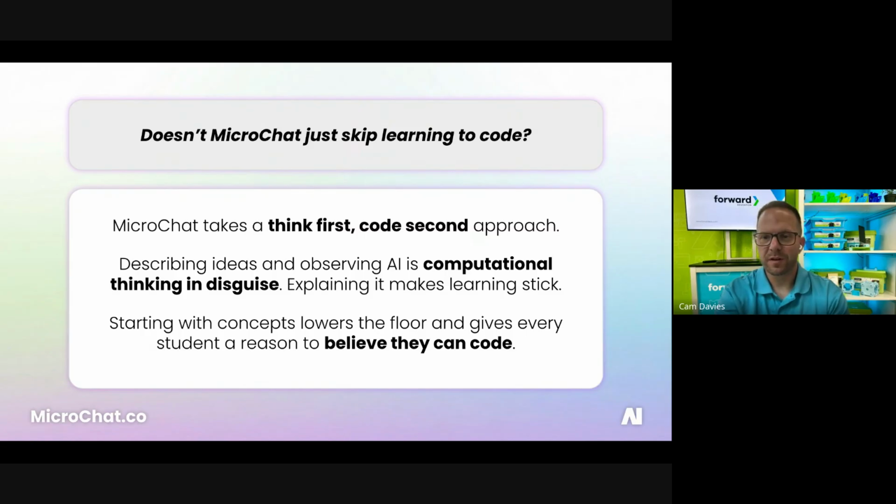So we talked about this a little bit already. We really do believe that getting stuck up in the syntax and asking kids to first understand all the different structures within coding is one good way to start to learn to code. But instead of doing that, MicroChat takes a thinking first and coding second approach. So describing ideas, observing AI to see if it got it right or wrong, those types of things are still computational thinking. They're thinking of if, when, or when do statements, and they're putting that into MicroChat and they're iterating and learning. And then MicroChat is asking them to explain it back so that it helps make it stick.